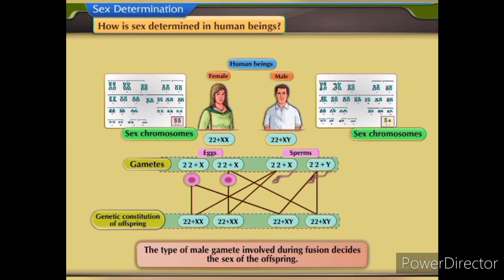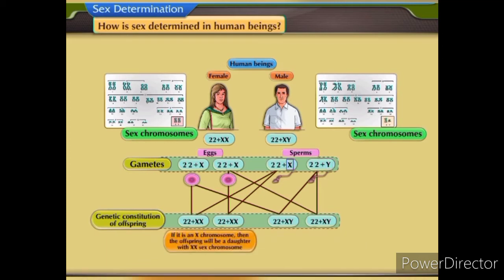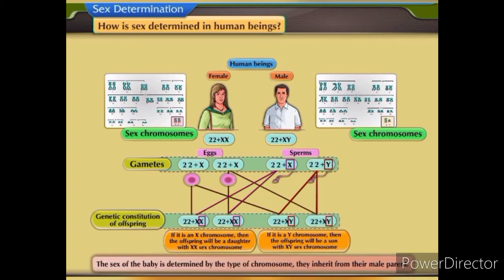Thus, it is the type of male gamete involved during fusion which will decide the sex of the offspring. If it is an X chromosome, then the offspring will be a daughter with genetic constitution XX, and if it is a Y chromosome, then the offspring will be a son with XY sex chromosomes. Thus, the sex of a baby is determined by the type of chromosome they inherit from their male parent.